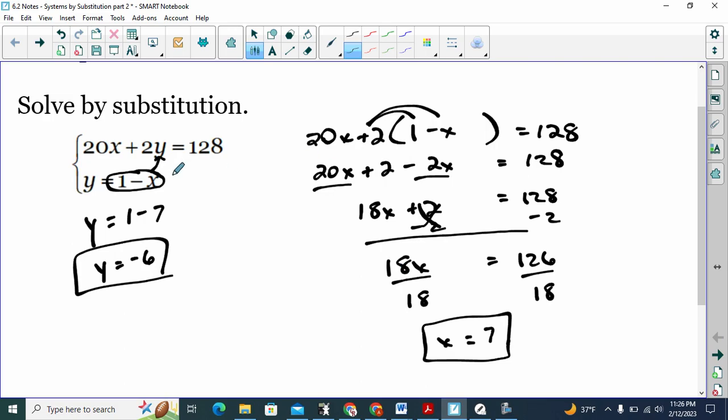We can check our solution by plugging both of these into both equations. Remember, that's the very first thing we did, was check a solution. 1 minus x, 1 minus 7 does give us negative 6. It does work in this one. 20 times x, 20 times 7, that's 140. 2 times y, 2 times negative 6, positive times negative, that's minus. 2 times 6, that's 12. 140 minus 12 does indeed give me 128. It works in both equations. I know our solution is correct.